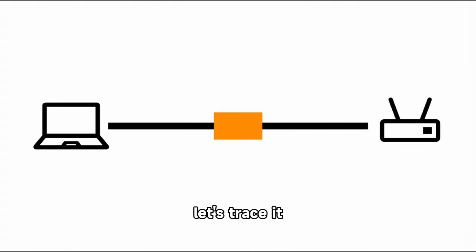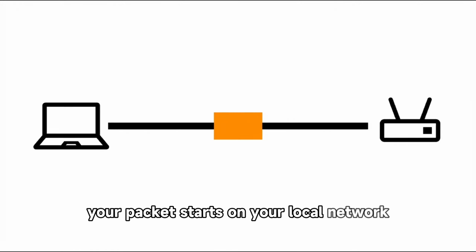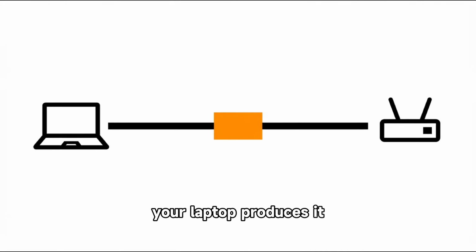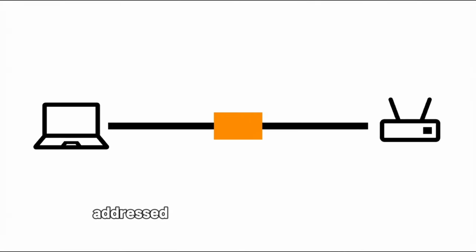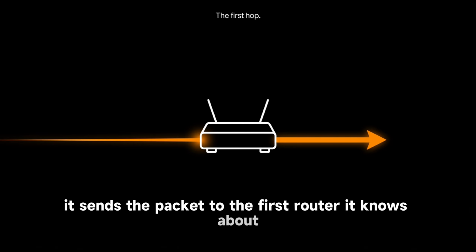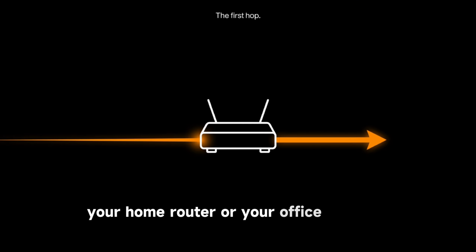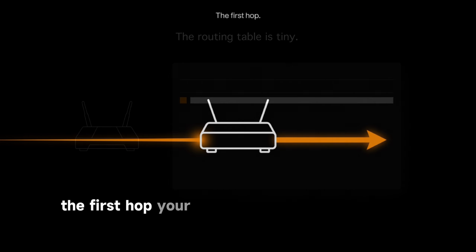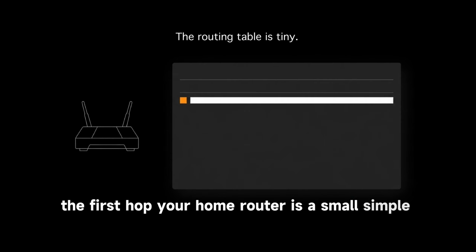Let's trace it. Your packet starts on your local network. Your laptop produces it, a request to load a web page, addressed to the IP address of a server somewhere on the internet. Before the packet can go anywhere, your laptop needs to get it off your local network and onto the wider internet. It sends the packet to the first router it knows about, your home router or your office gateway.